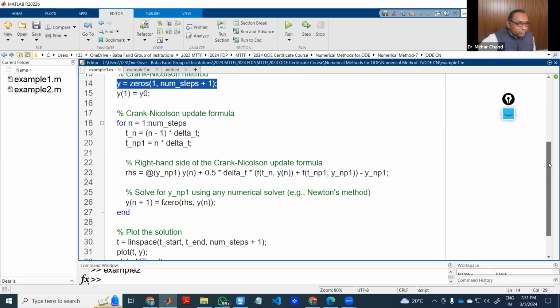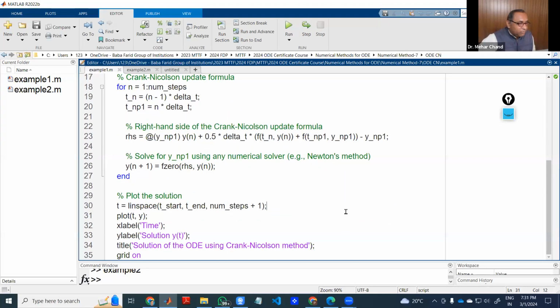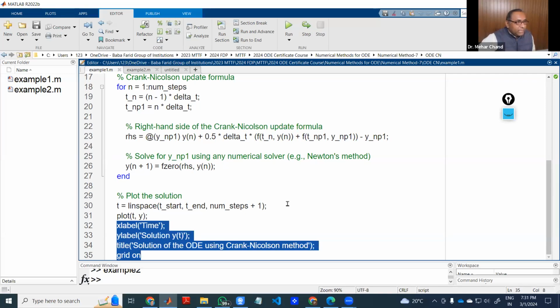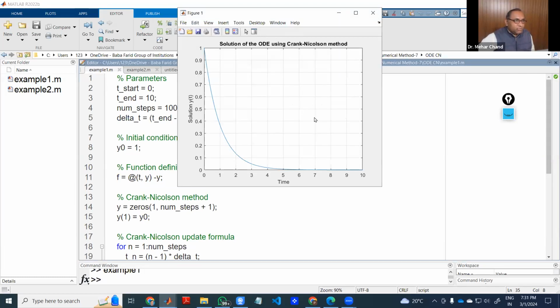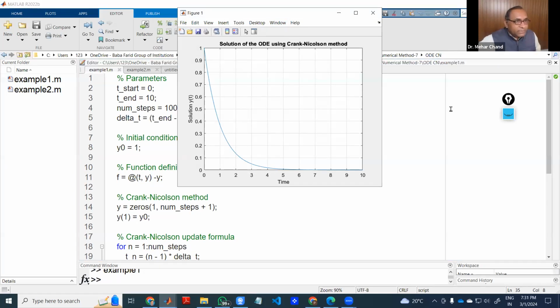When you execute for the plot, here is the plot function of t, y, then xlabel, ylabel, title and grid on. These are the same statements which we use for labeling. Now you can execute this statement, and we will have a very nice graph. So this is the solution of the ODE using the Crank-Nicolson method which we have discussed here. This is the approach, and you can use the same for different types of problems.